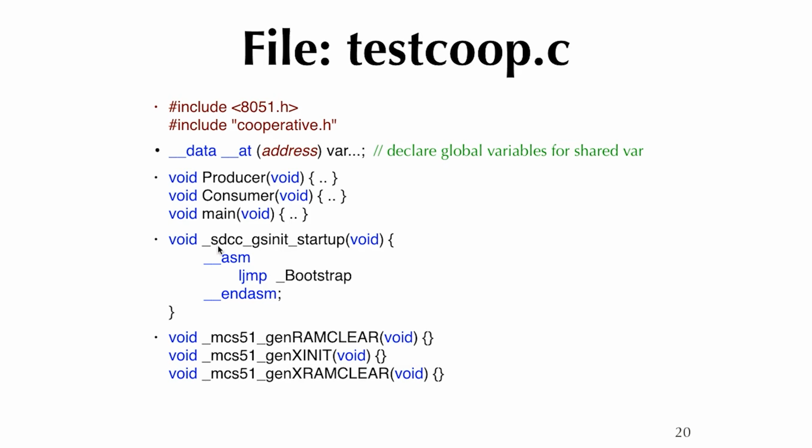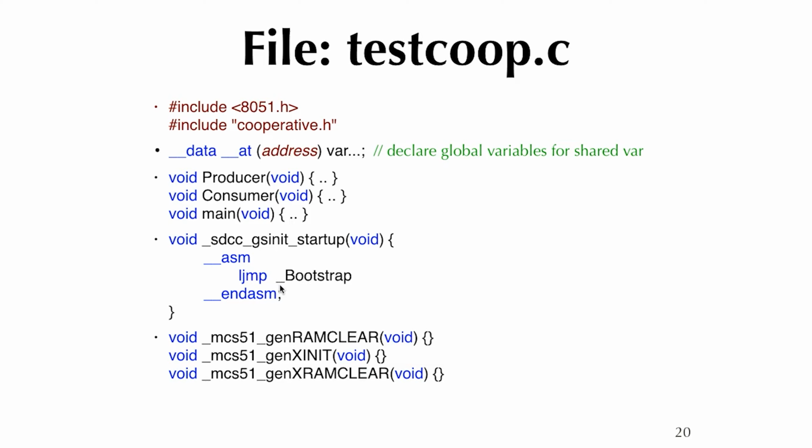That's the init startup, and then it has to do some bootstrapping. I think I went over this a little bit before, but okay. And then these are just to override the library functions for clearing RAM and all that. We don't use those, but this is to suppress linking code we don't want. And the startup will do an LJMP to bootstrap.